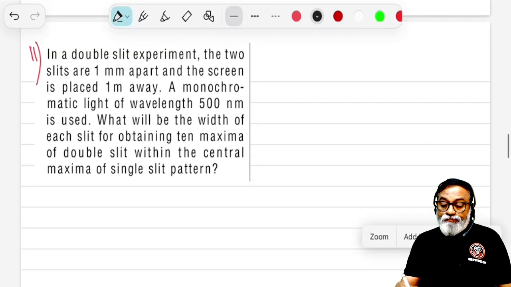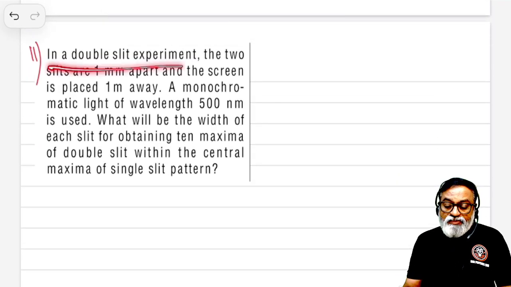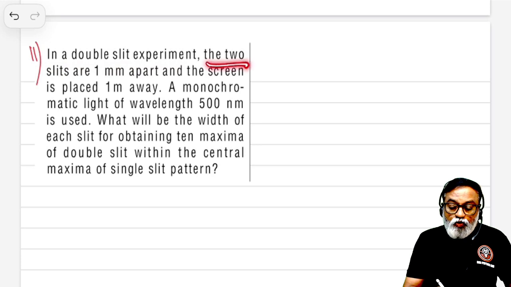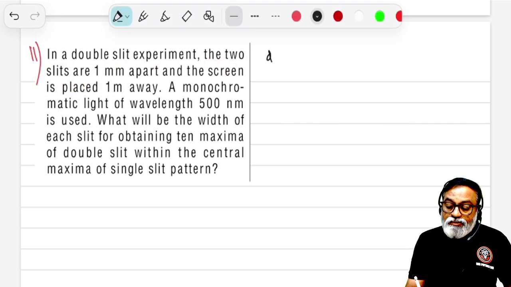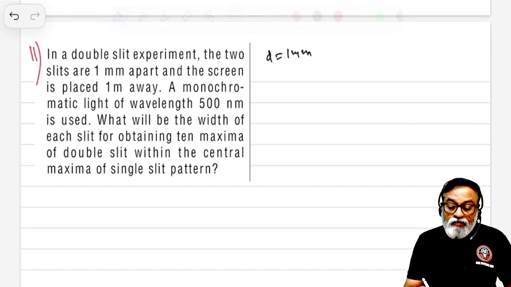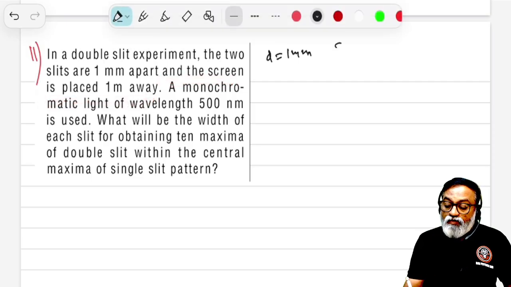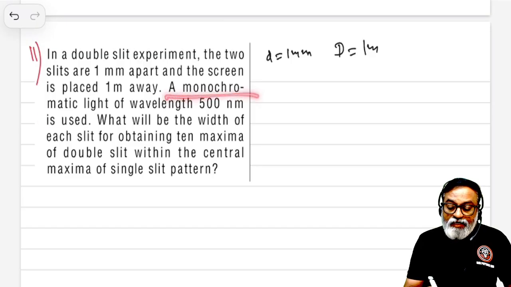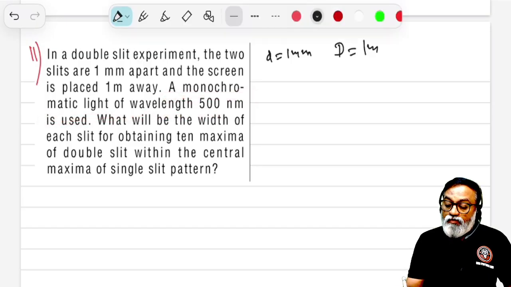Next one. In a double slit experiment, the two slits are 1 millimeter apart. Means here small d is equal to 1 millimeter. And the screen is placed 1 meter away. Therefore, capital D is equal to 1 meter. A monochromatic light of wavelength, therefore lambda is equal to 500 nanometer.